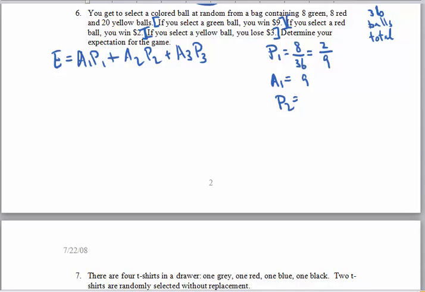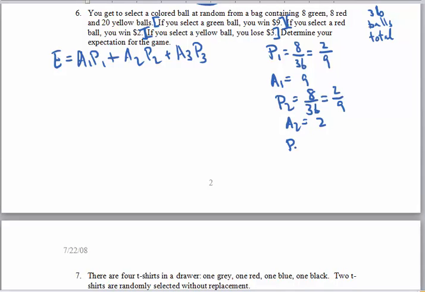P2 is going to be the probability of selecting a red ball, and there's 8 reds. So again, the probability of selecting a red would be 8 out of 36, which is 2/9. And then if you select a red ball, you would win $2, so A2 is $2, or just 2.